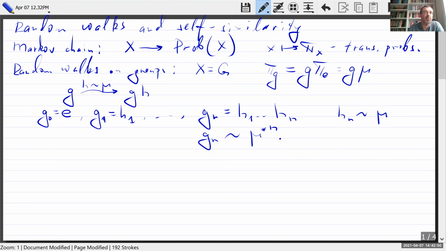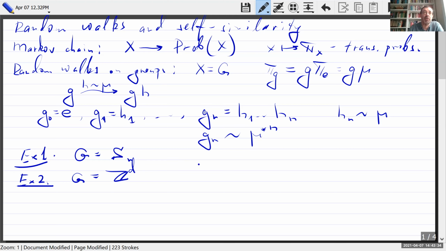Okay, so what are the examples? Let me write here. So example number 1. The group G is just a finite symmetric group. Example number 2 will be, let's say, the Poisson example. Let's say Z to the power d. So what happens in example 2? Well, here, in principle, one can choose an arbitrary probability measure, but one can also choose a nice one.